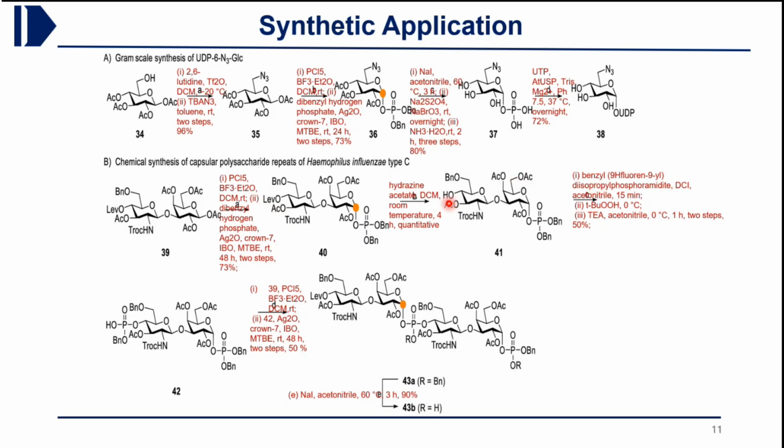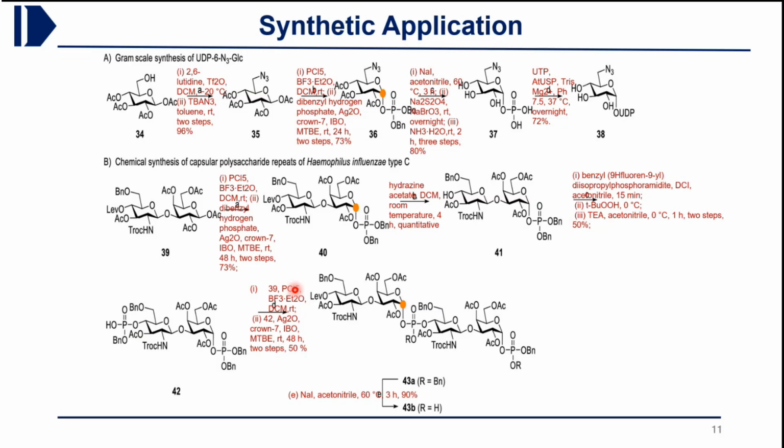And in the next step again this group is deprotected. So benzyl diisopropyl phosphoramidite, BCI, acetonitrile, then tert-butoxide, then triethylamine. So these three conditions they have used to add a phosphate group over here. At this OH there is phosphate. You can see in the next step, this 42, here they have attached phosphate.